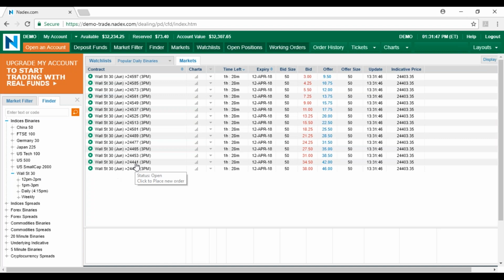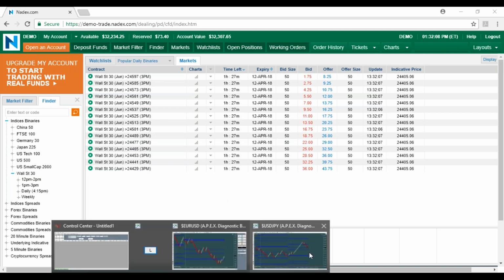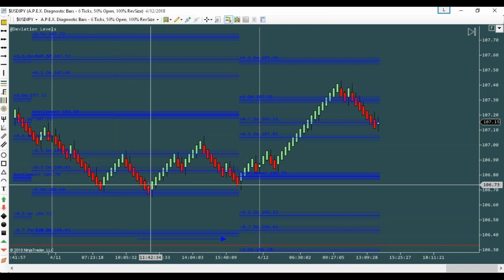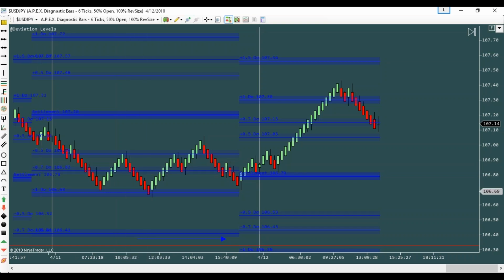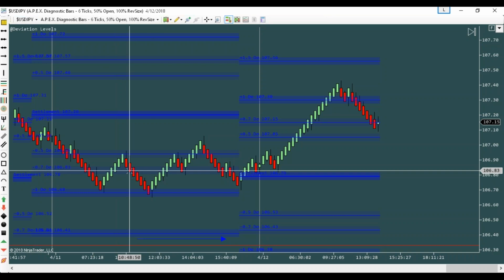Okay, so what is the difference in the strikes here? 429 to 441. So these are 12 ticks between each strike. That makes sense? Okay, so let's say that same chart scenario right here. Okay, this is dollar yen, but let's say this same chart scenario was on the Dow.